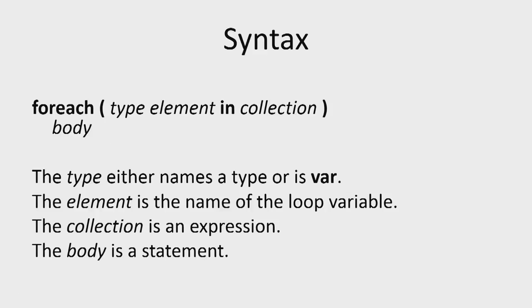The type is the declaration. It's either a type or var. The element is the name of the loop variable. The collection is any expression. In this case, it will always be something that is of array type. And the body is a statement, right?